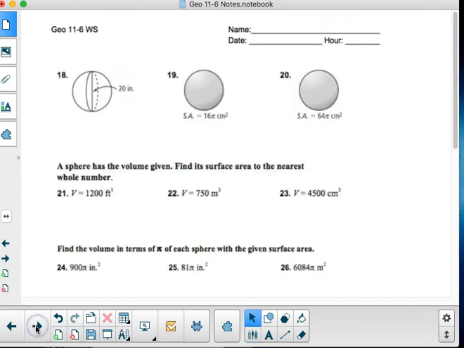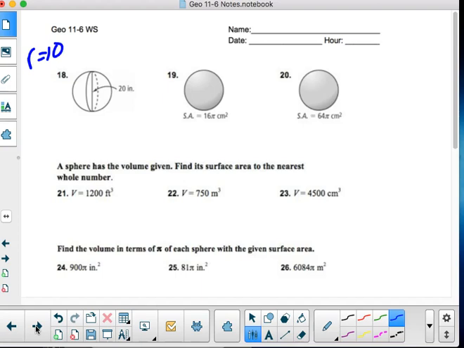Okay, going on to our next set. We're looking at 8. I've got R is 10. So now I got V is 4/3 pi R cubed. Okay, so now I'm looking at a 10 cubed with the 1,000, so I have 4,000 pi over 3.